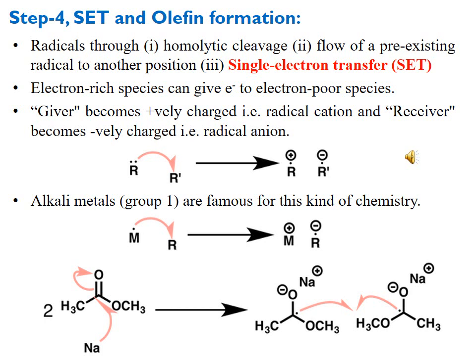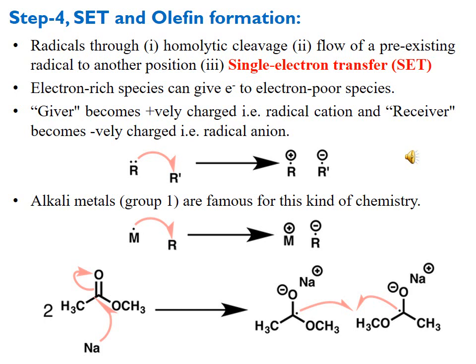Second is the flow of a pre-existing radical to another position. That is, a radical is already present in the chain, as we know in the polymerization of alkene through free radical mechanism. The radical moves along the chain from one position to another position and propagates the chain. The third way to produce radical is single electron transfer.